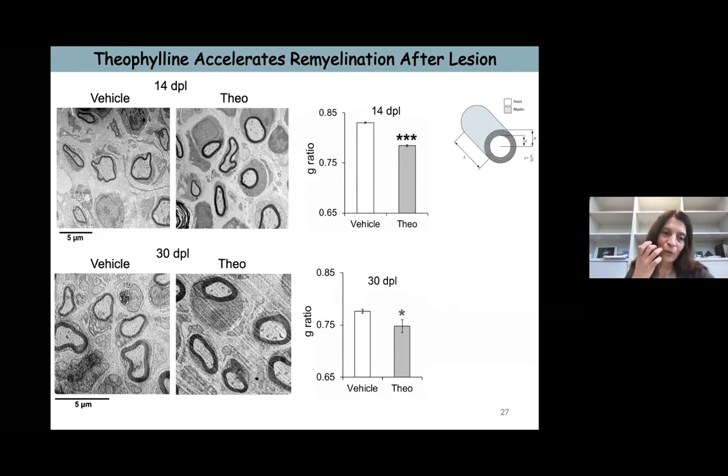However, we checked at 2 months post-lesion. When you do a lesion, you have remyelination, but the myelin thickness will always remain thinner as compared to an animal that didn't have a lesion. But what we could achieve with theophylline is that the thickness of the myelin was comparable, similar to a non-lesioned nerve. So we could recover the same thickness of myelin.